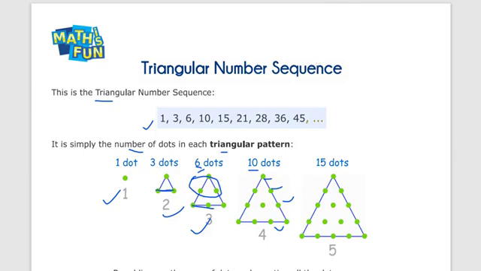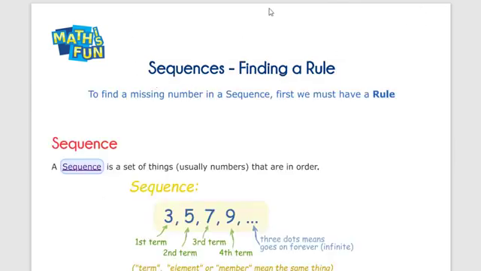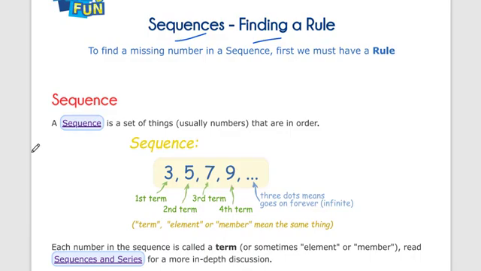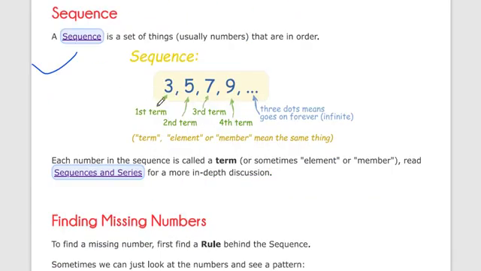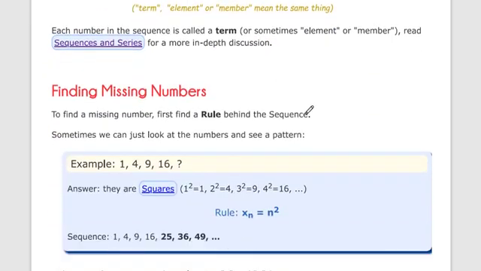Now our next topic: finding the rule of any sequence. We already know what a sequence is. Also, if we find the rule of any sequence, we can find the missing number.